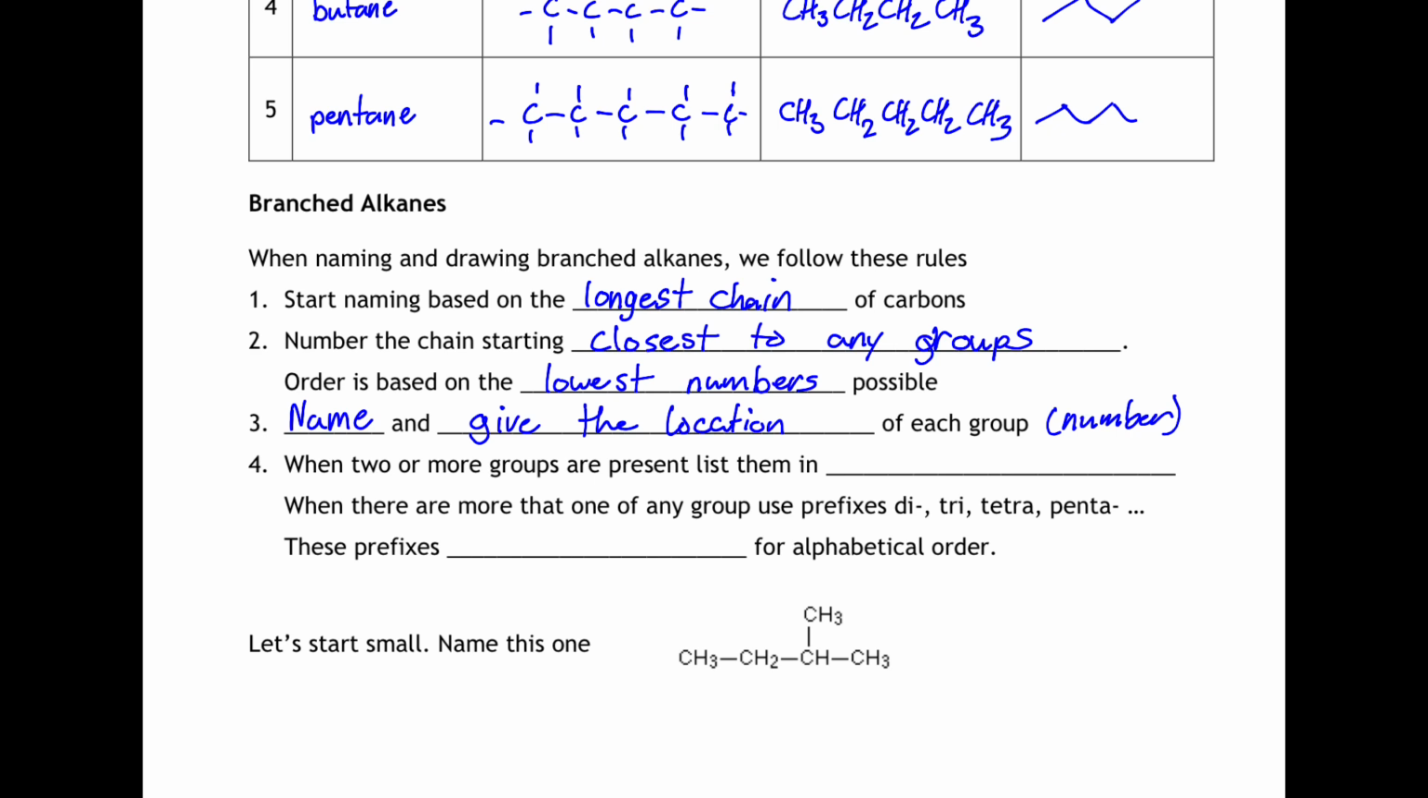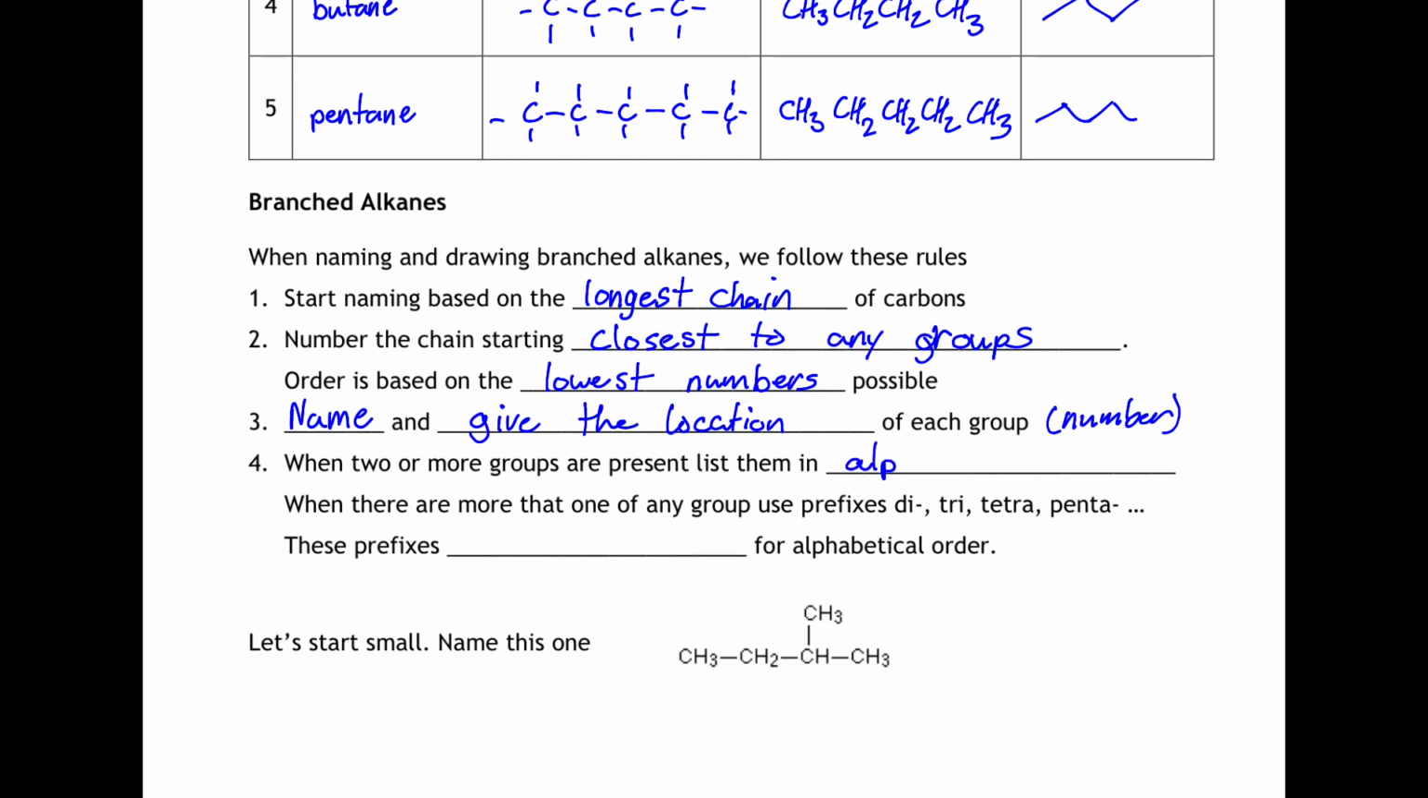Okay. So when 2 or more groups are on the list, put them in alphabetical order. So when we have 2 different groups we want to add, which one gets first in the name is the alphabetical order one. And then when there's more of them, we put the di, the tri, the penta, all the fancy prefixes that you guys know from last year. And these prefixes don't affect the alphabetical order.